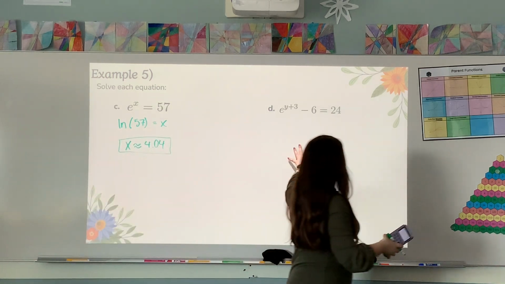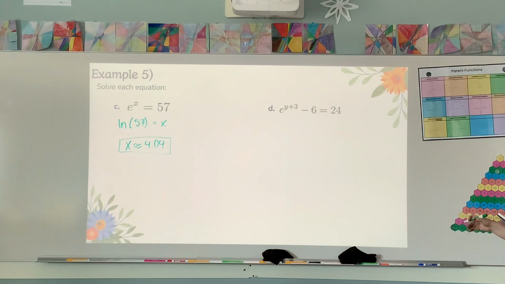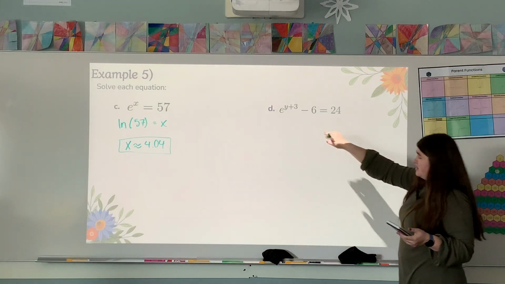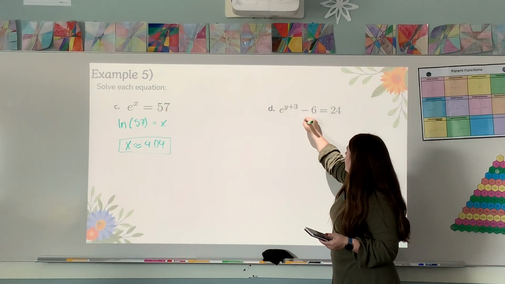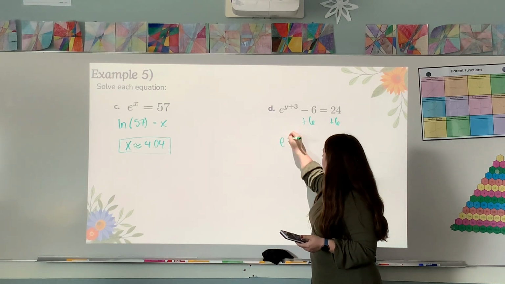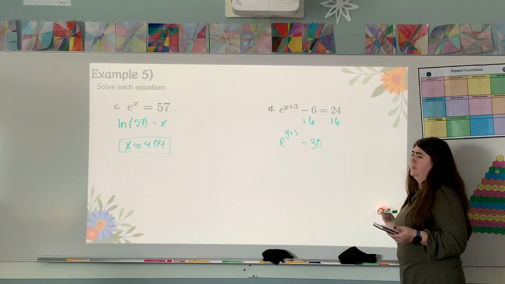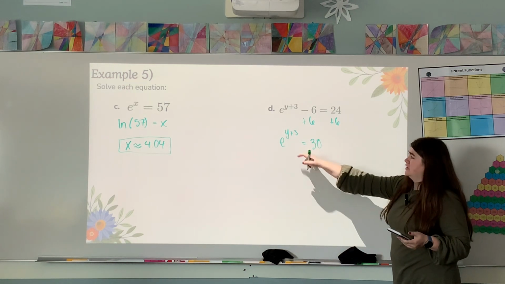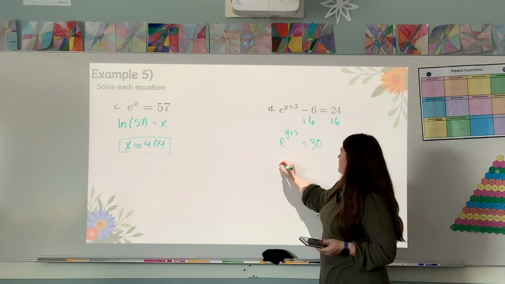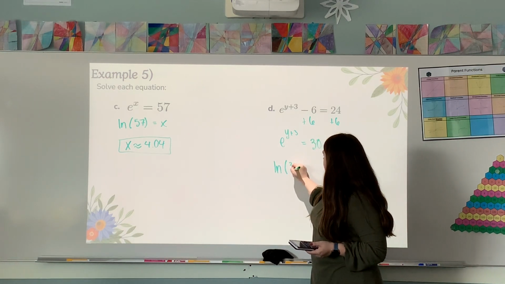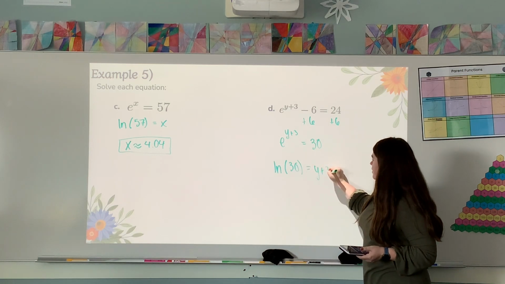All right, last example here. For D, we have e to the power of y plus 3 minus 6 is equal to 24. We need to isolate the exponent first. So we're going to add 6 to both sides. So I have e to the power of y plus 3 is equal to 30. Now what do we need to do? Log base e of 30 equals. Map the log. So natural log of 30 is equal to y plus 3.